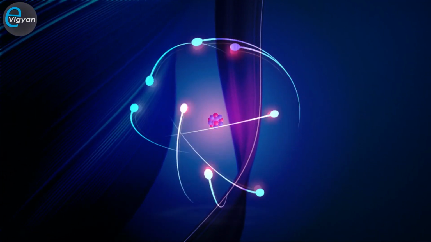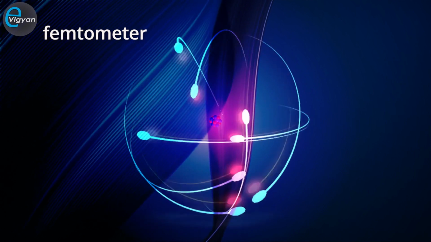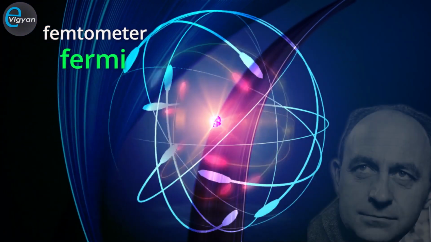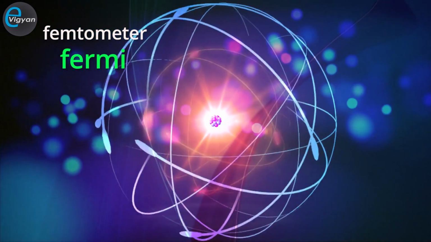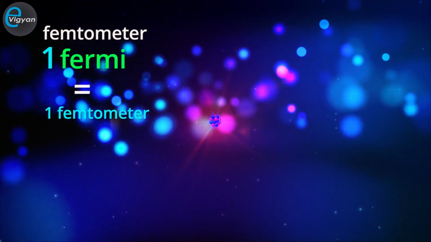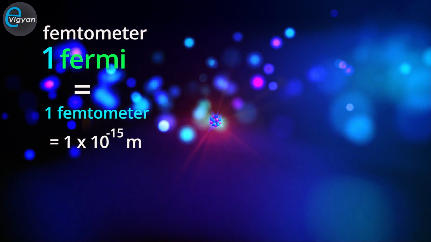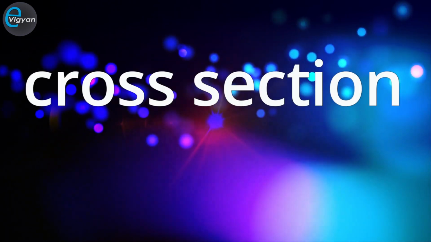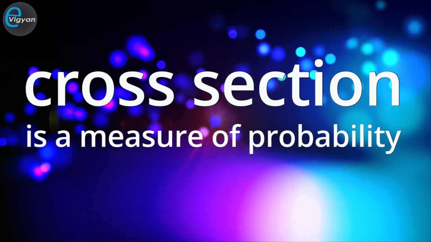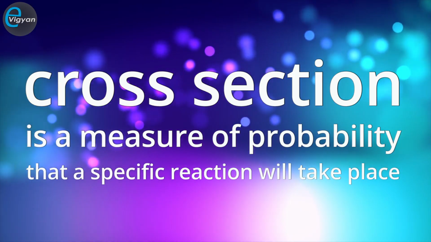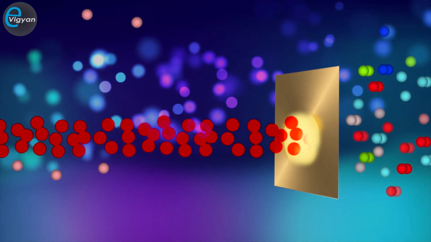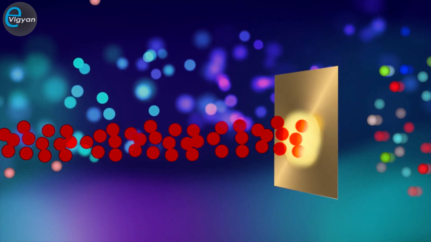So nuclear sizes are on the order of femtometer, which in the nuclear context are usually called Fermi in honor of Enrico Fermi. So 1 Fermi equals 1 femtometer, which is equal to 10 raised to power minus 15 meter. In nuclear physics, the cross-section is a measure of probability that a specific reaction will take place when a beam of incident particles collide with the target nuclei.